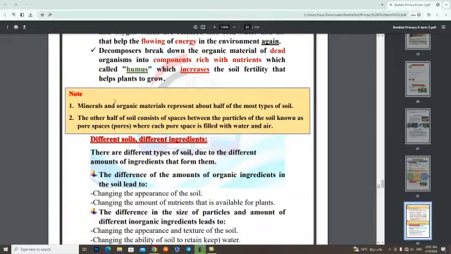Note, minerals and organic materials represent about half of most types of soil. The other half of soil consists of space between the particles of the soil, known as pore space, where each pore space is filled with water and air.